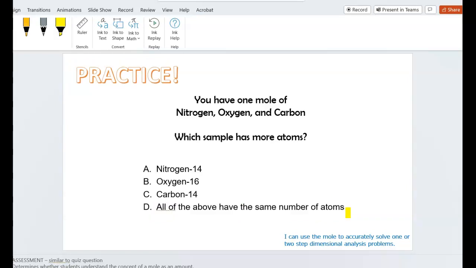So I have 1 mole of nitrogen, oxygen, and carbon, or 1 mole of nitrogen-14, 1 mole of oxygen-16, 1 mole of carbon-14. Which sample has more atoms?